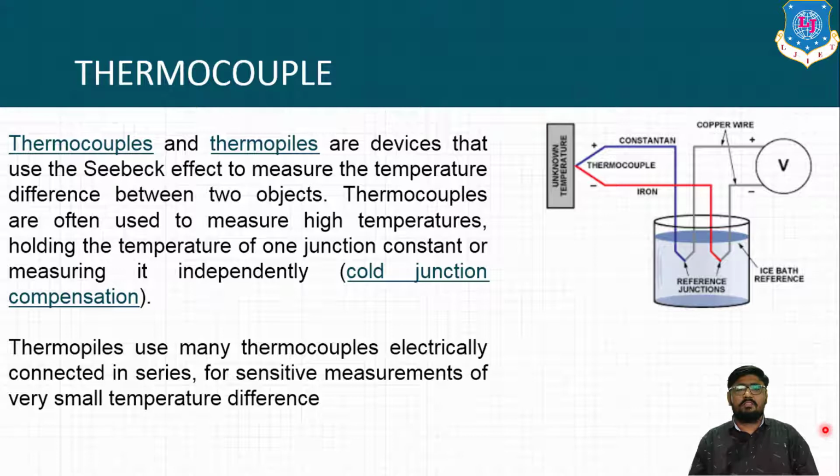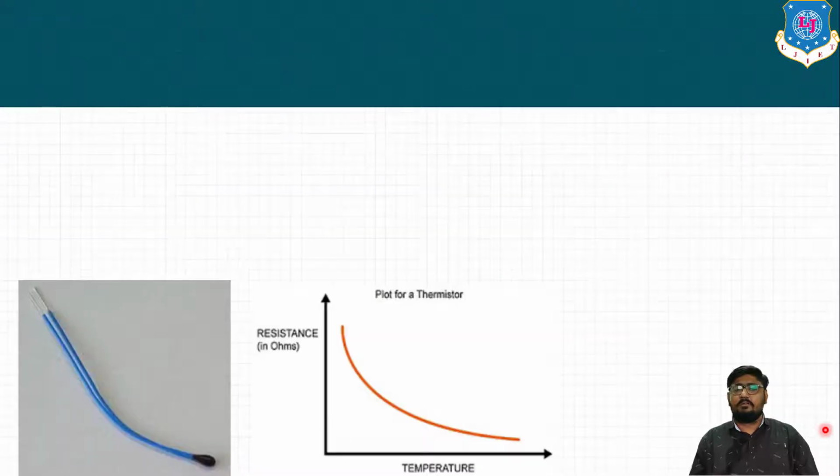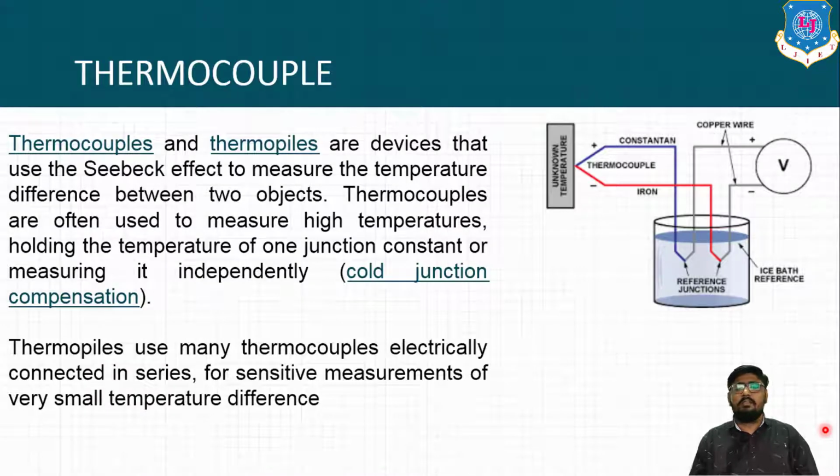The two junctions form a thermocouple. Thermocouples are often used to measure high temperatures, holding the temperature of one junction constant or measuring it independently, that is the cold junction. Thermopiles, as I told you earlier, use many thermocouples electrically connected in series for a sensitive measurement of a very small temperature difference. Now the next is the thermistor.